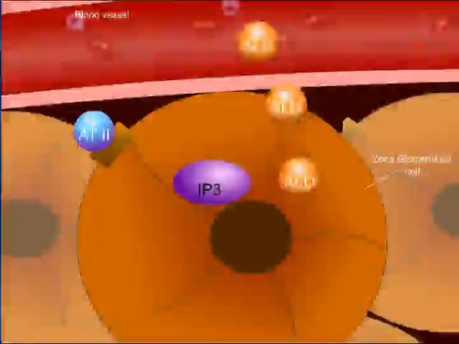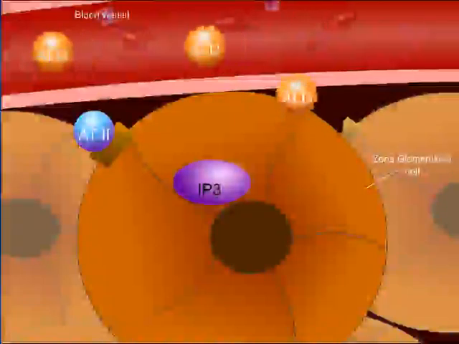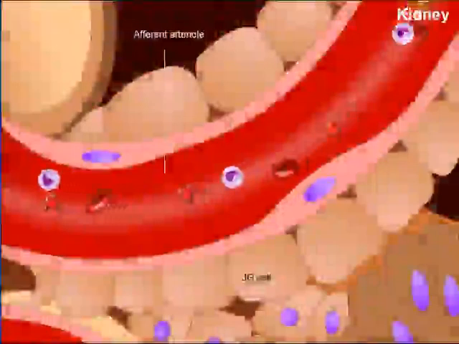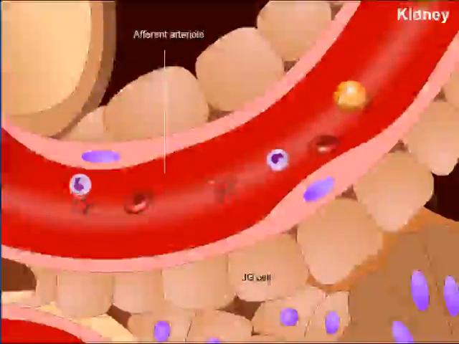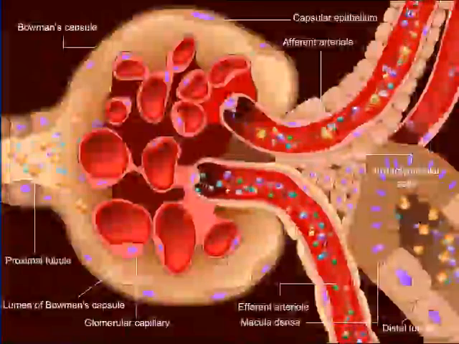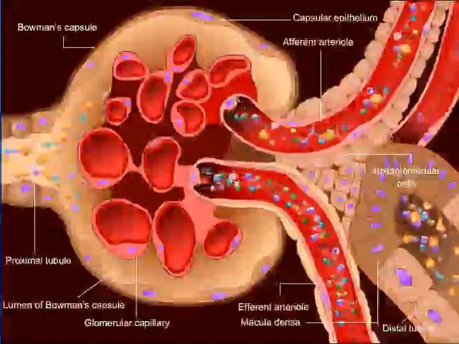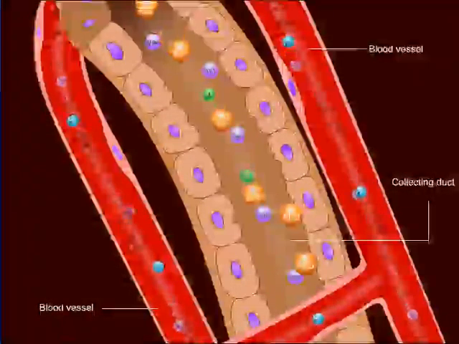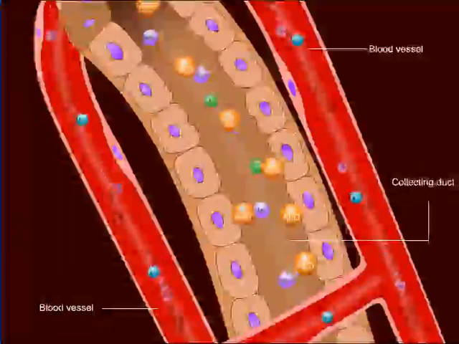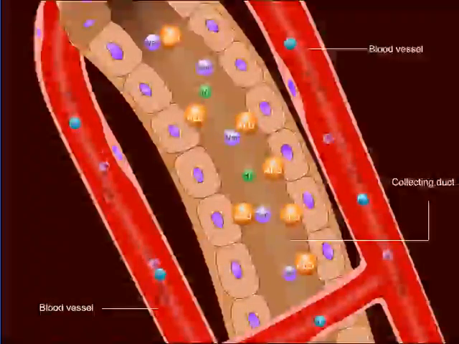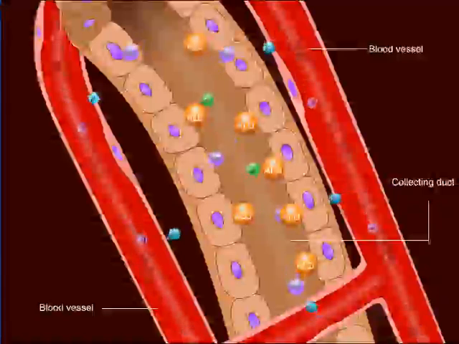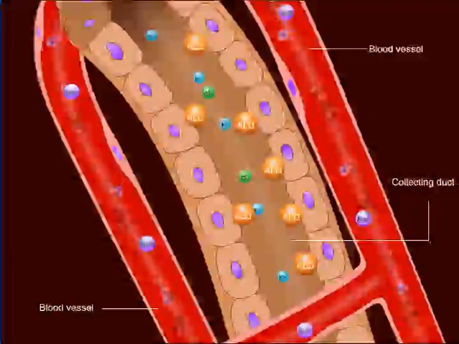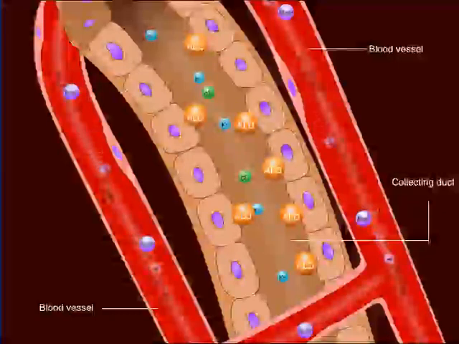Aldosterone then enters the circulation and travels to the kidney. In the kidney, it filters through the glomerulus to bind to receptors on principal cells of the collecting duct. This results in increased sodium reabsorption, which leads to an increase in blood volume and subsequently blood pressure.